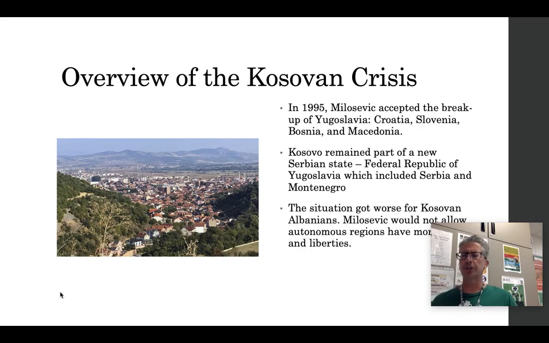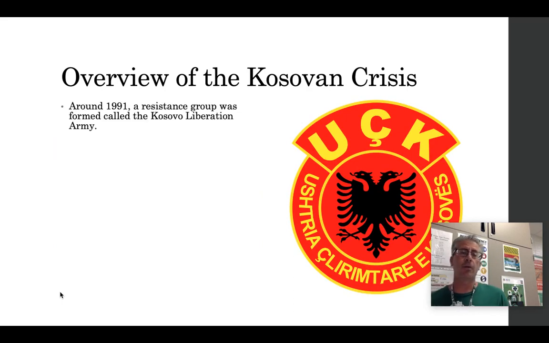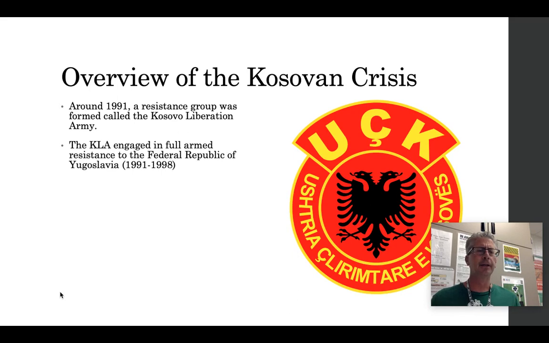The situation got worse for Kosovan Albanians. Milosevic would not allow autonomous regions to have more civil liberties and more political voice. So around 1991, while Yugoslavia has spiraled into civil war, a resistance group is going to be formed, and it's going to be called the KLA, or the Kosovo Liberation Army. And the KLA is going to engage in a full resistance to the Federal Republic of Yugoslavia.